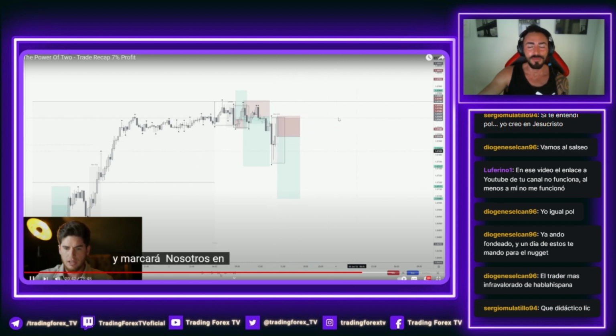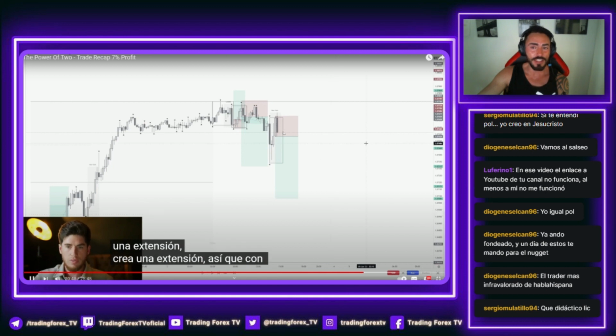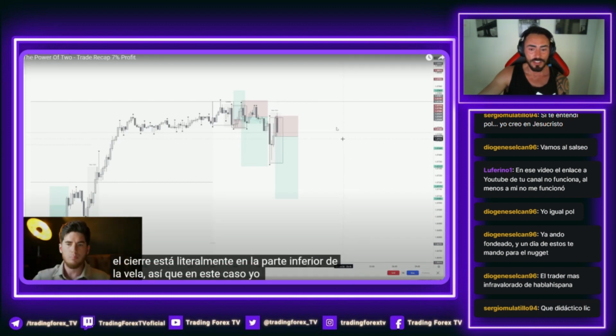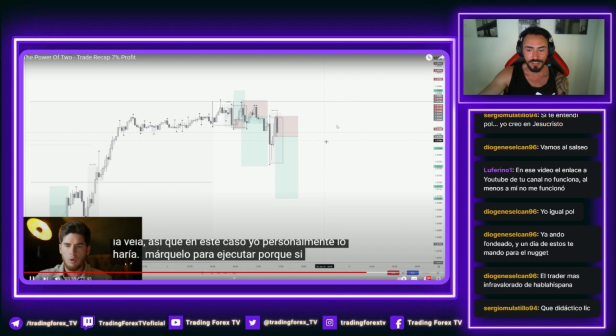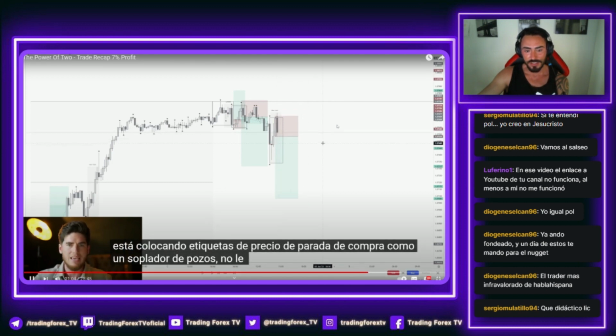And will it tag us in or will it create an extension? It creates an extension. So with this, you're going to have to be quick. You can see it's a bearish candle and the close is literally at the bottom of the candle. So in this case, me personally, I would market execute, because if you are placing a sell stop and price tags like 1 pip lower, it's not going to let you do that. It's not going to let you.